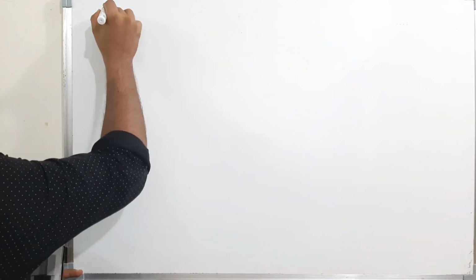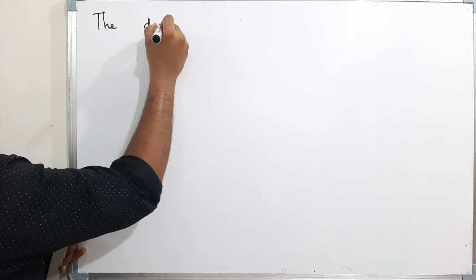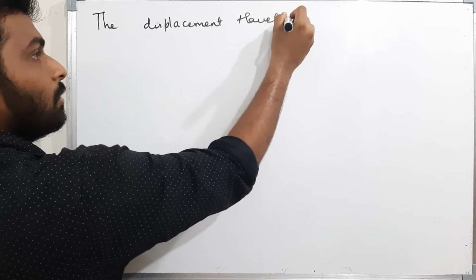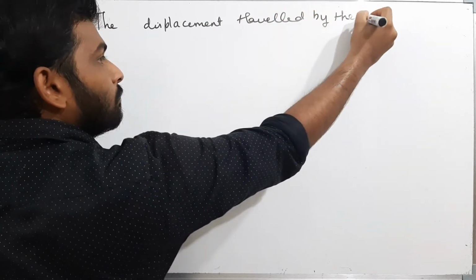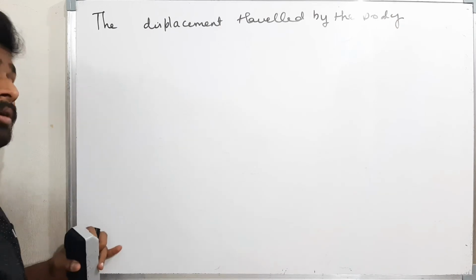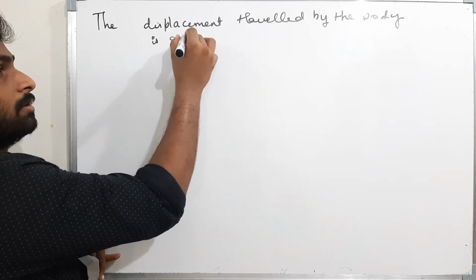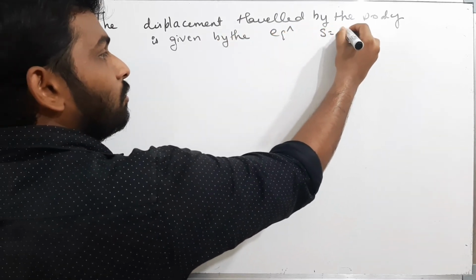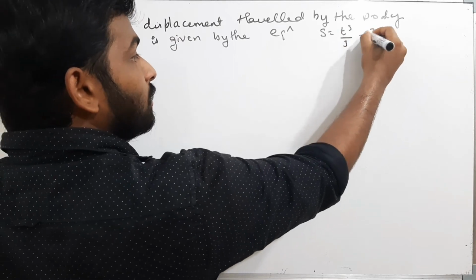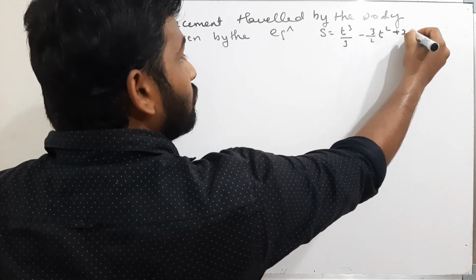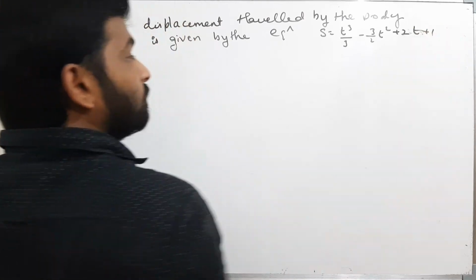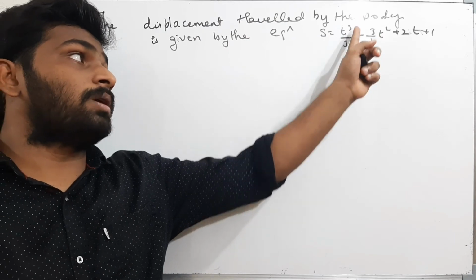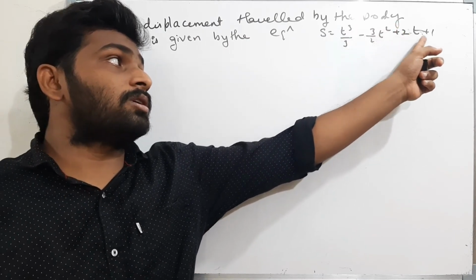Okay, see here. The displacement traveled by the body is given by the equation S is equal to t cube by 3 minus 3 by 2 t square plus 2t plus 1. Okay, see, this is the equation. The displacement traveled by the body is given by S equal to t cube by 3 minus 3 by 2 t square plus 2t plus 1.